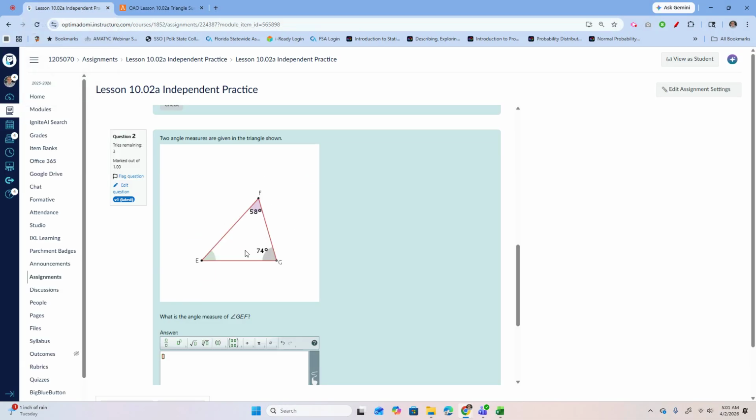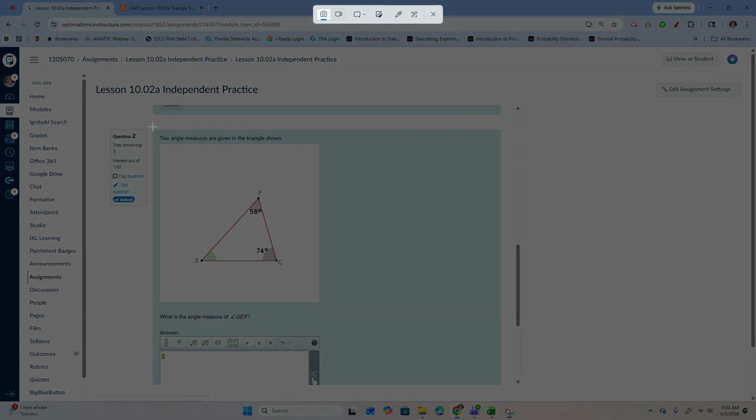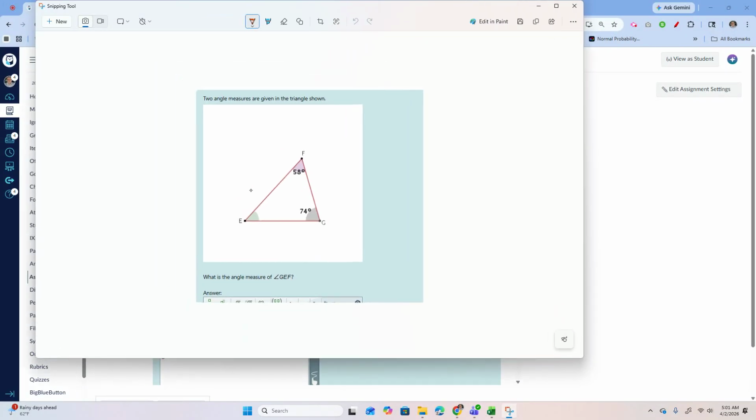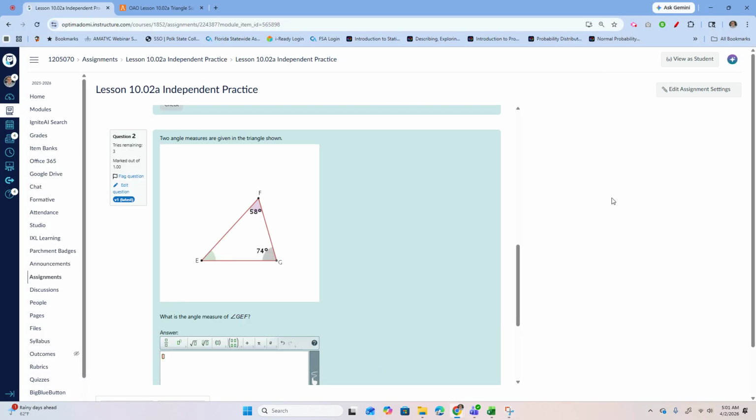So what I'm going to do here is use the triangle sum theorem and find how much is the angle GEF, which is this angle here that is shaded without a number. So let's work this out. Basically, like I said, we're going to find how much is this angle right there. And you can use the calculator if you want. So I'm going to use my calculator here.